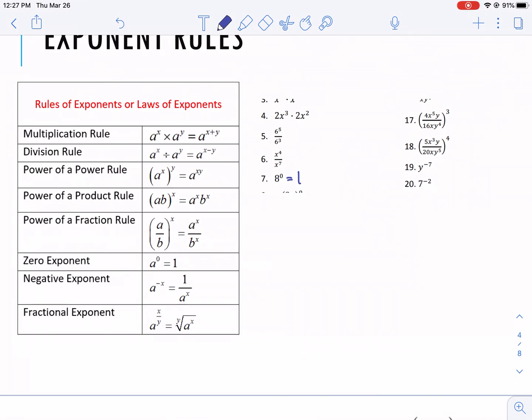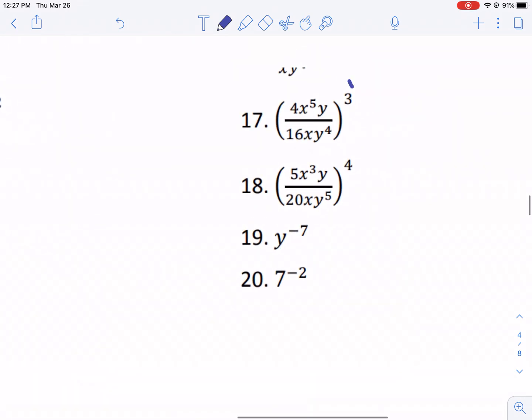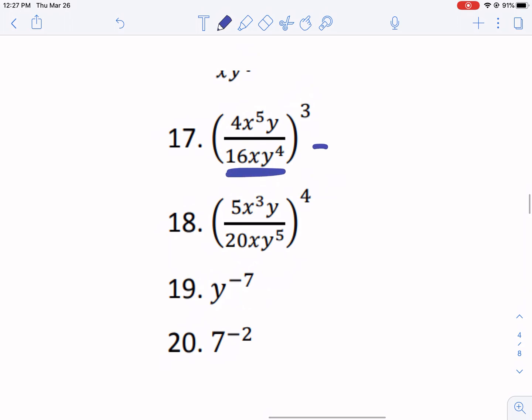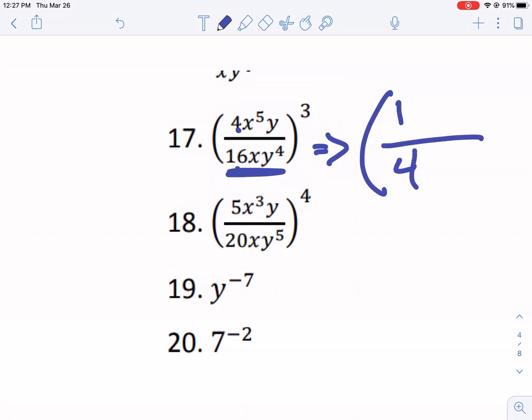You could use the power of a fraction rule and distribute, but that is a lot of work. So what we usually do is think of PEMDAS, simplify the inside first. So here, I look at the fraction 4/16, I know that's going to be 1/4.